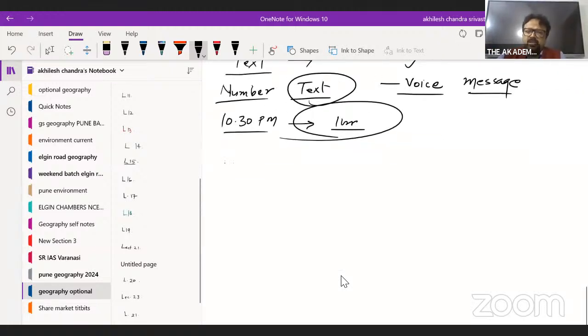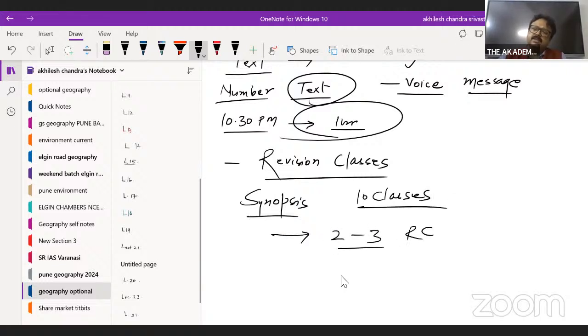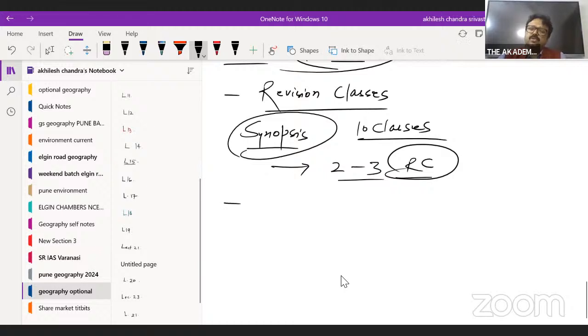After this, children, I also have a revision class, and these revision classes are not entirely a revision of the entire class, but a synopsis. So after completing, let's say, 10 classes, and a certain module has been completed, then we will go for 2-3 revision classes. Now in this revision class, if anything is left out or not understood, that gets completed. Then we also go for a sectional test, a particular section, and then there is a sectional test.